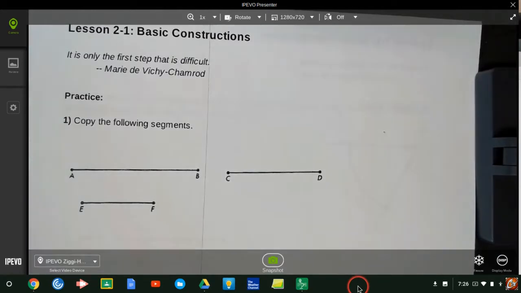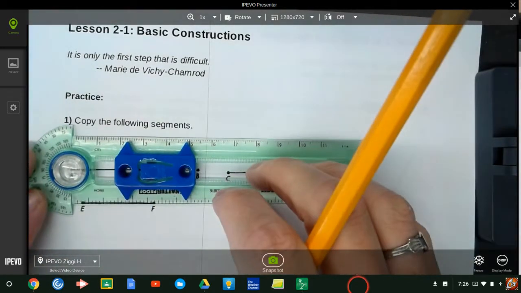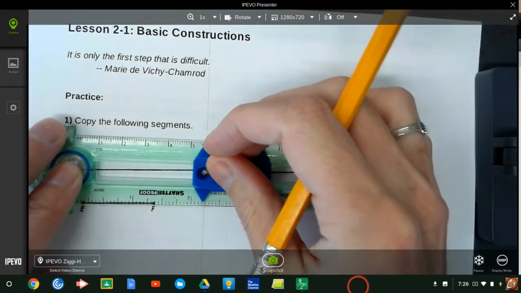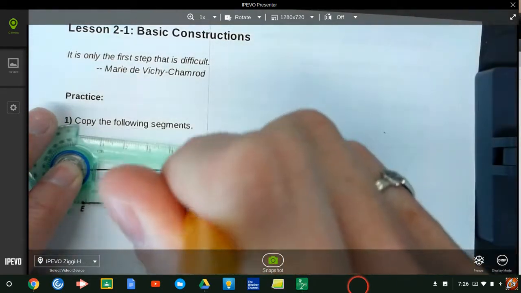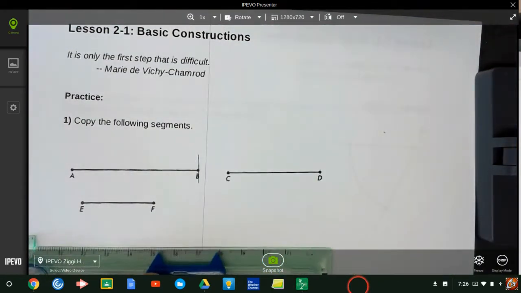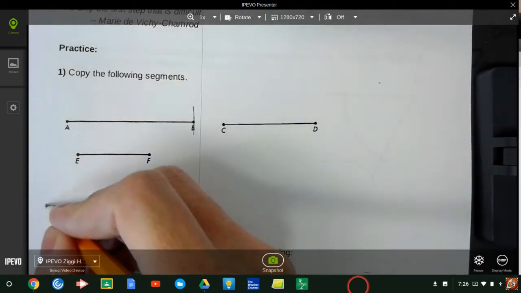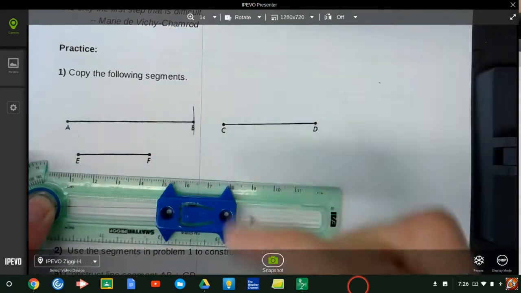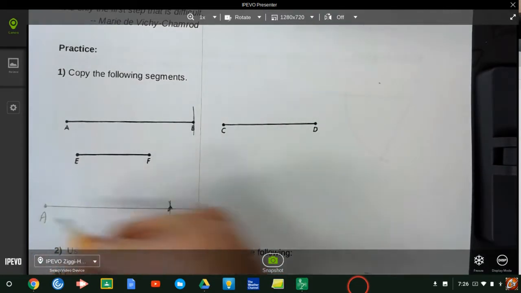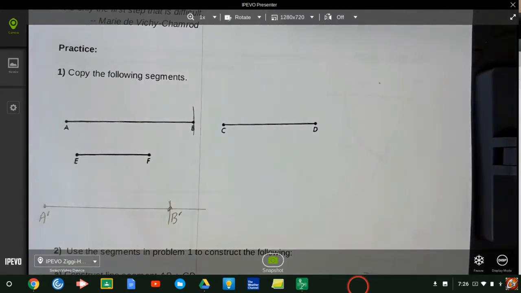All right, so we're copying the segments. To copy a segment, all I need to do is copy the length. So I set my point up at one end and my pencil marker at the other end. And I like to make my mark so you can actually see the length. And I'm going to make a random, what we call our baseline. I'm going to set my point at one end of the baseline and make my mark at the other. And there we go. So this is A prime, B prime. I'll call them A prime, B prime so we can see which one it comes from.